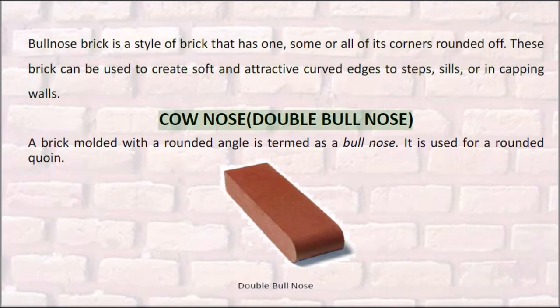Bull nose, double bull nose. A brick molded with a rounded angle is termed as a bull nose. It is used for a rounded quoin.